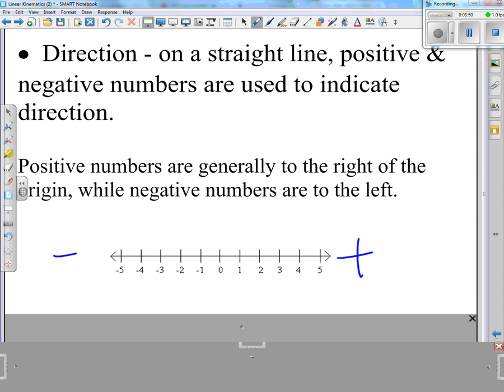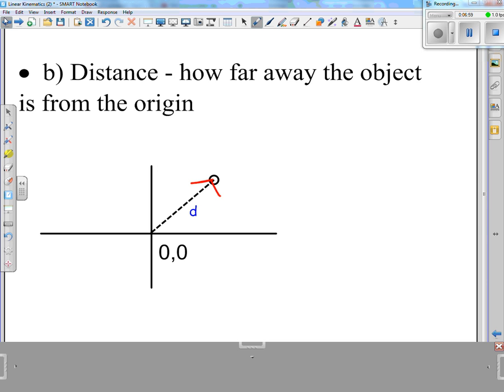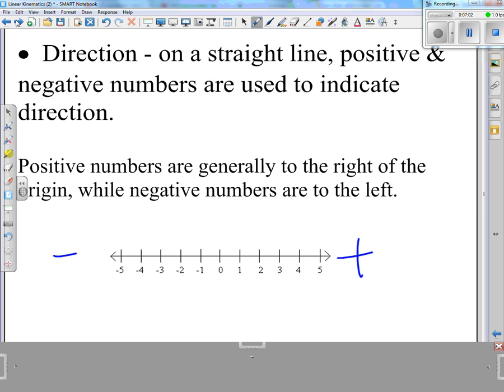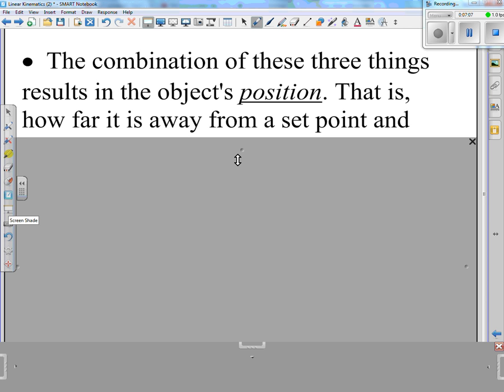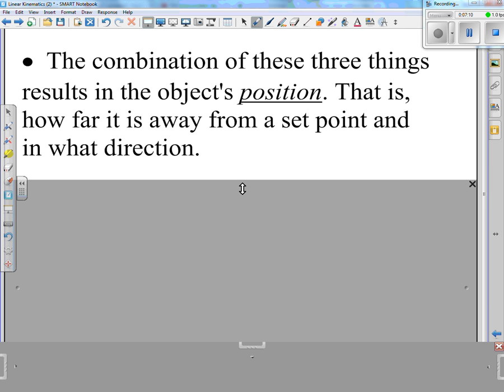Another example of that here. Okay. So the combination of these three things, and again they are origin, frame of reference, distance, direction. These three things make what we call the object's position. And I could have said she is 14 feet left and 8 feet up from the door, right? If the door is our frame of reference. Combination of these things results in the object's position. That is how far away it is from a set point and in what direction. And I should point out, because it's got direction, it is indeed a vector.